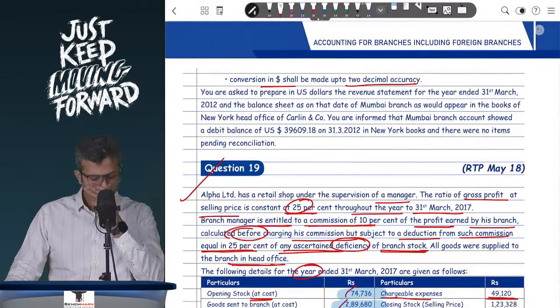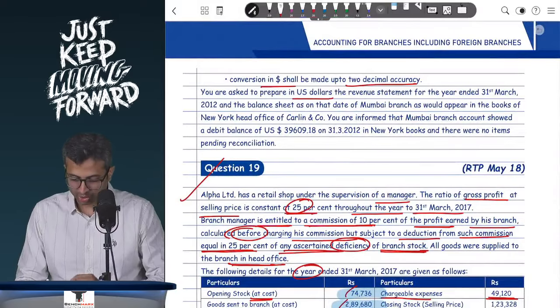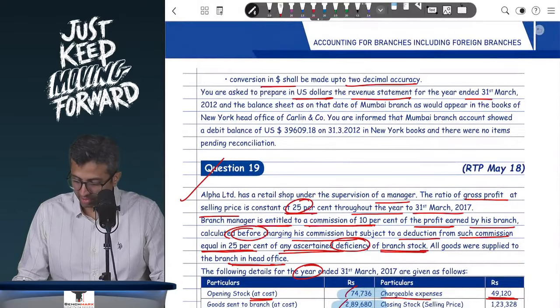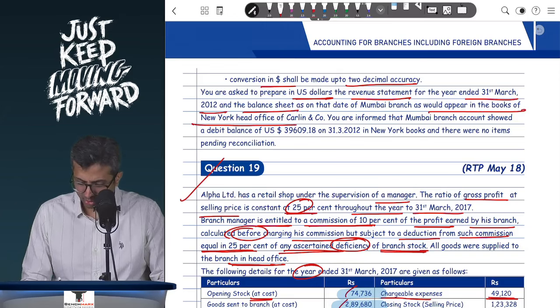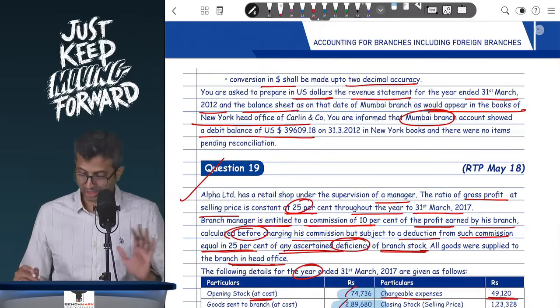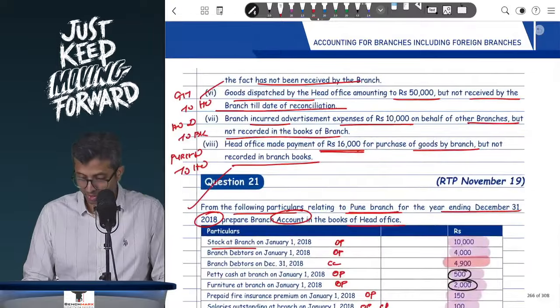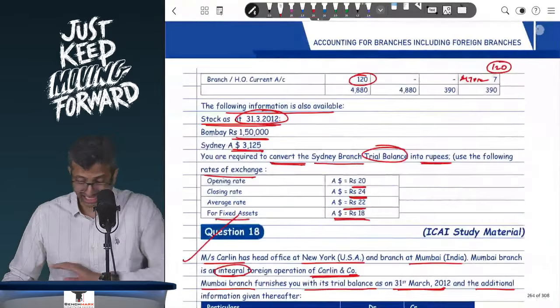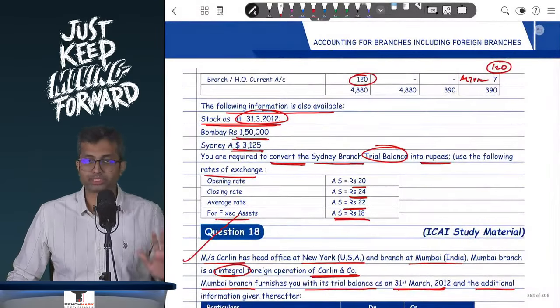Great. So over here, we're asked to prepare in US dollars the revenue statement for 31st March 12 and the balance sheet, same as it would appear in the books of the New York head office of Carlin. You're informed that the Mumbai branch should show a debit balance of 39,609.18. That is actual data in the New York books, and there was no item pending reconciliation. This is exactly on the same lines as question number 16.